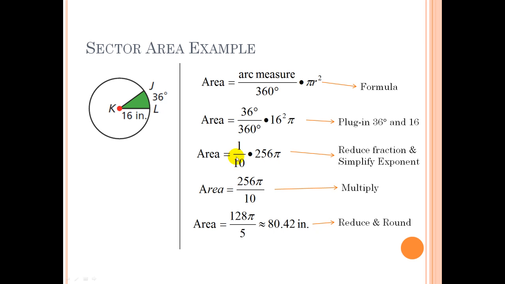I then multiply that out, so 256 pi over 10, because multiplying by 1/10 is the same thing as dividing by 10. Then I reduce that fraction. I can divide by 2 on the top and the bottom, so I get 128 pi over 5 if I wanted it in fractional form, or if I didn't want to round it, that's about 80.42, so a little less than 80.5 inches. That is the area we're dealing with there. And of course that would be inches squared.